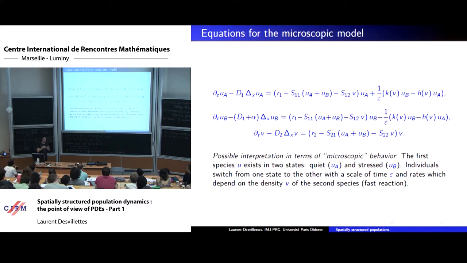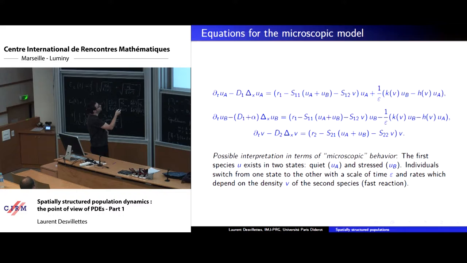And it's all of this which appears in the term of competition with the individuals of species V. And then, if you look at the equations for UA and UB, which represent quiet and stressed individuals, the first thing you say is that the fact that the individuals are stressed is seen in their diffusion rate. Somehow, when they are stressed, they really increase their diffusion rate. And here, it is made in such a way that this appears as a constant parameter.